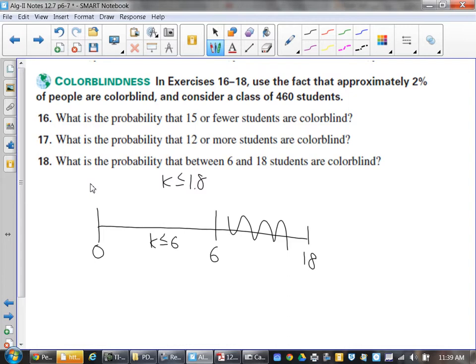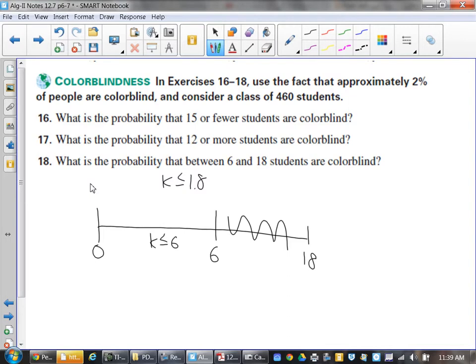Don't assume. Think about what these functions do. That CDF will sum from 0 to 18, and then it'll be 0 to 6. If I take out that 0 to 6, I'm left with between 6 and 18.